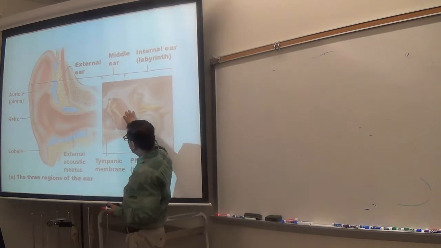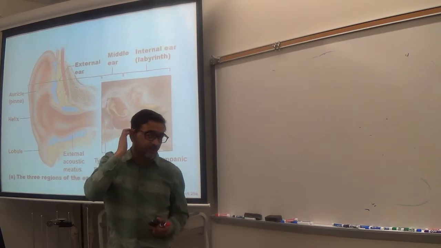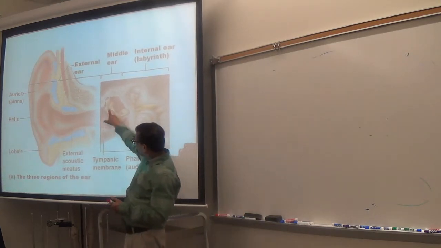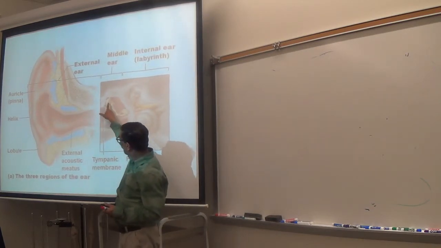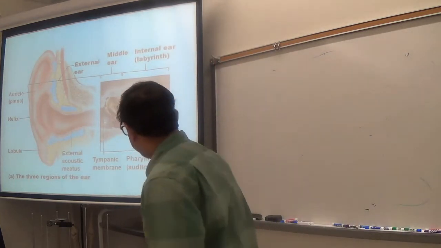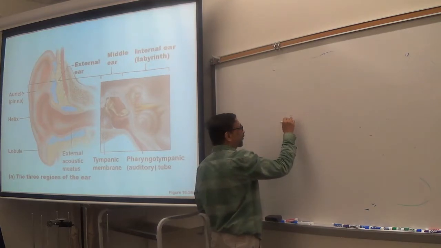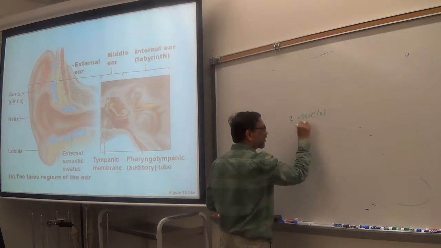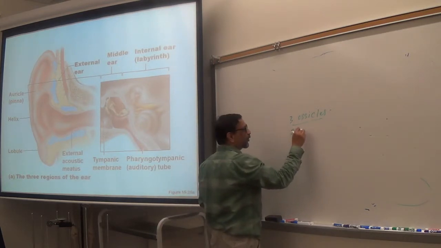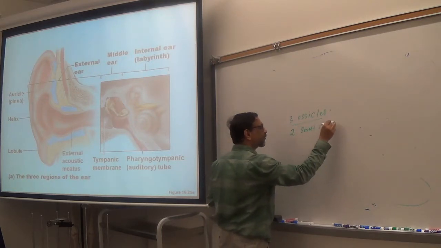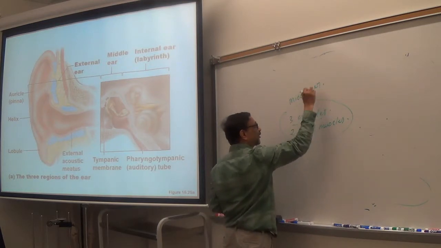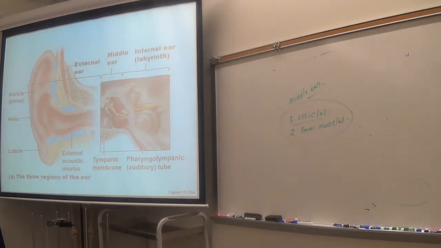The middle ear is a cavity inside the temporal bone. You know the bone here, this is the temporal bone. Inside the temporal bone, you have a cavity, that's the middle ear. Inside the middle ear, there are three tiny bones, very small bones. These are called ossicles. So in the middle ear, you have three ossicles or tiny bones. And also not shown in this picture, in the middle ear you have two tiny muscles. Okay, so these are the structures in the middle ear.